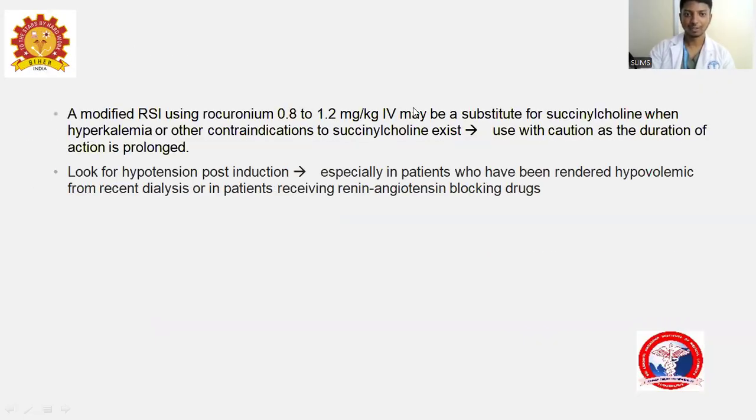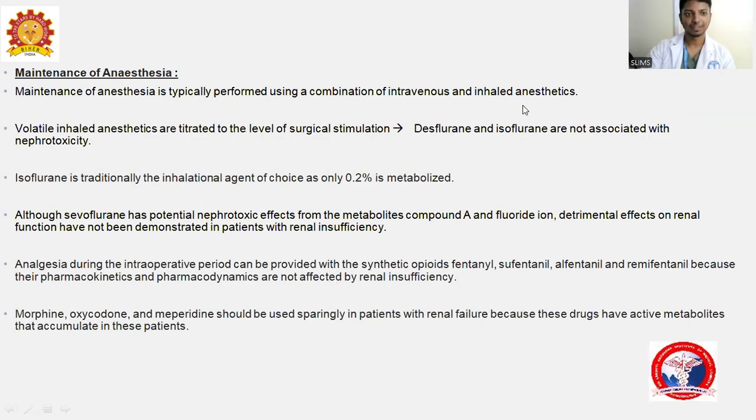Modified RSI using rocuronium 0.8 to 1.2 mg per kg may be substituted for succinylcholine when hyperkalemia and other contraindications of succinylcholine exist. Use with caution, as the duration of action is prolonged. Look for hypotension post-induction, especially in patients who have been rendered hypovolemic from recent dialysis or patients receiving renin angiotensin blocking drugs.